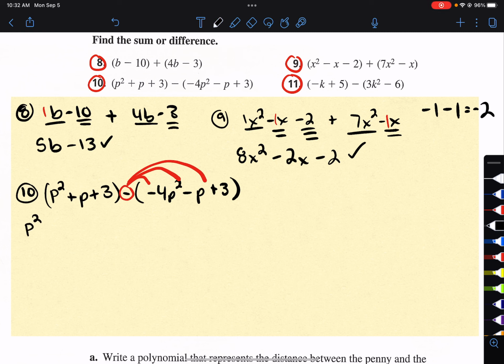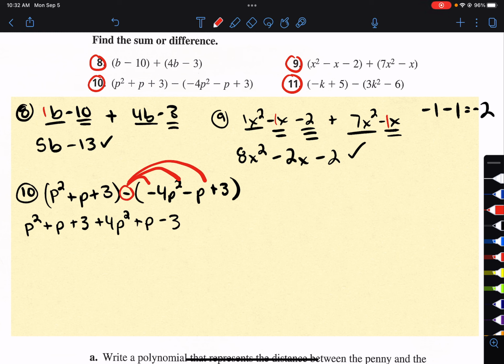So my first parenthesis stays the same. That negative makes the negative 4p a positive 4p squared. It makes the negative p a positive p, and it makes the positive 3 a negative 3. Wow, that was a mouthful.